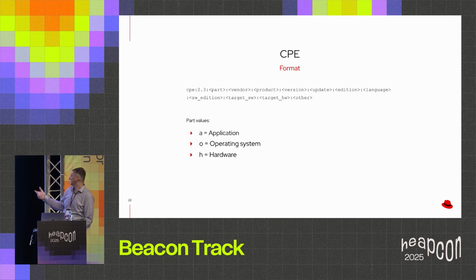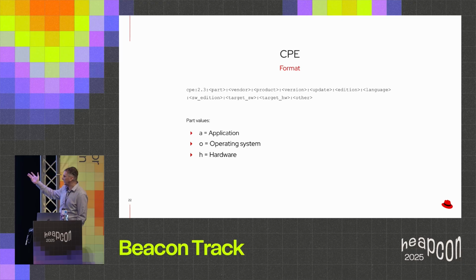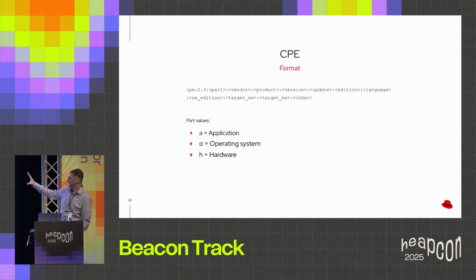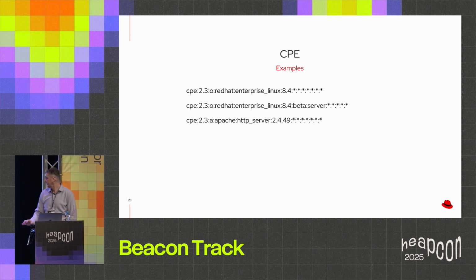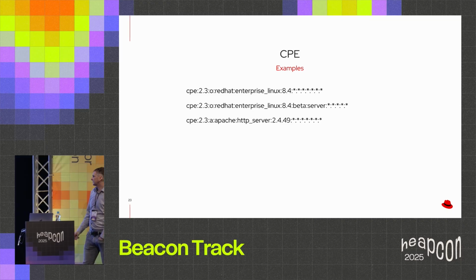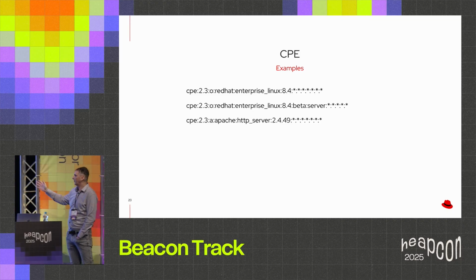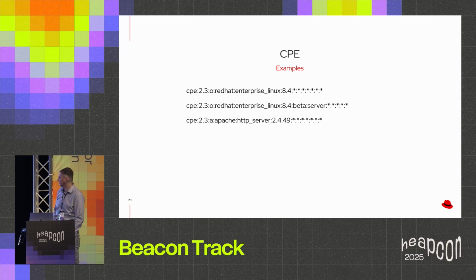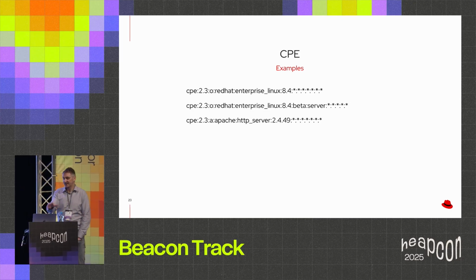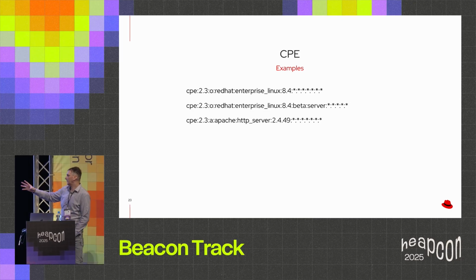Which version is it? And then maybe some additional qualifiers. But even seeing this, you can see that it's coming from a pre-GitHub era, where there was much less open source, so we were focusing on operating systems and things like that. So these are a couple of examples, like Red Hat Enterprise Linux 8.4 and one specific version, the server in the beta version. You can see here that it can still be used to identify open source packages like Apache HTTP server, but it's far from ideal.